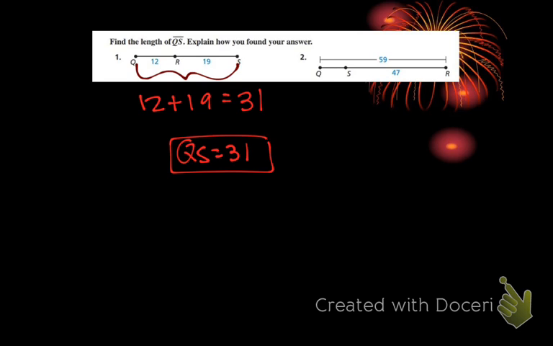And then the last one, the whole length of the line is 59. We're trying to find a piece of it. So will our piece be bigger than 59? No. But we already have the rest of the line is 47. So what can we do? Subtract. 59 minus 47 is 12.